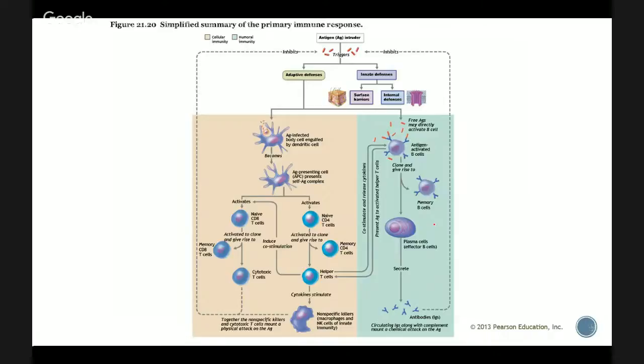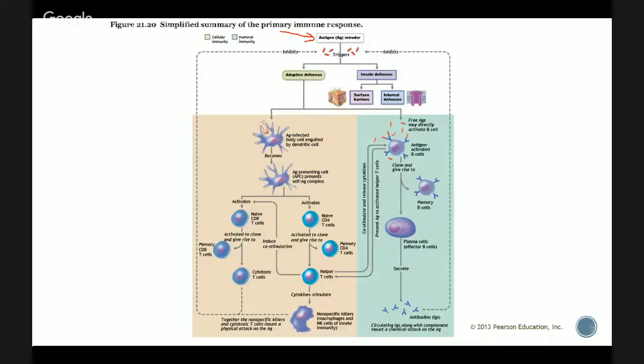I love this picture because they say it's a simplified summary, and I mean that sarcastically, facetiously. A simplified summary of the primary immune response, and then they hit you with all this stuff. But what they're trying to show you here in this picture, just to help simplify it for you, it all starts here at the antigen.